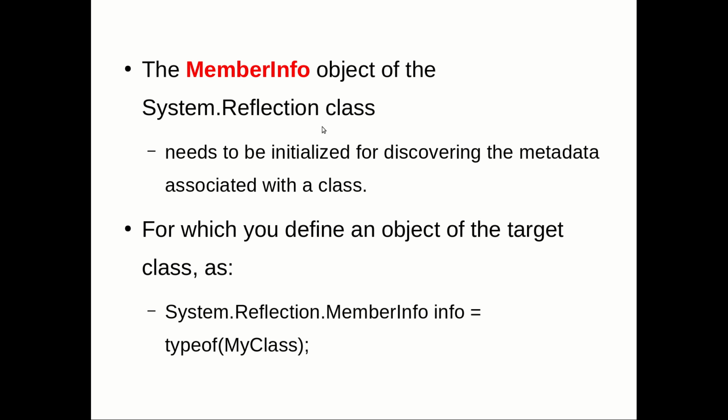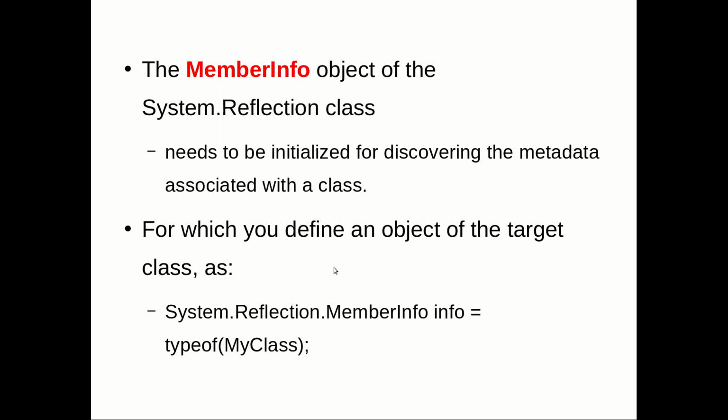So this is an example MemberInfo object of the System.Reflection class. This has to be initialized for discovering the metadata associated with a particular class. If you want to know what the different members available in a class are, you can make use of MemberInfo. MemberInfo is a class available inside the reflection namespace, and if you want to understand the members of a particular class, I can make use of this object, but this object is to be initialized. That is why in our program we initialized ParameterInfo with a null value. In the same way, MemberInfo should also be initialized.